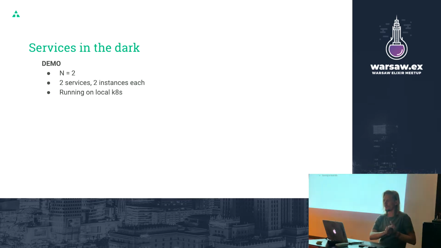So we want to say, we run services at scale. Scale means more than one, means many. But for the demo, we're going to choose the lowest possible, which is 2. So we're going to have 2 services, 2 instances each, running on my local Kubernetes cluster, and those services talk to each other. Just to make it easier, I chose that those services talk to each other over HTTP using a REST-ish way. I'll touch later on why this may not be the best idea inside the cloud.